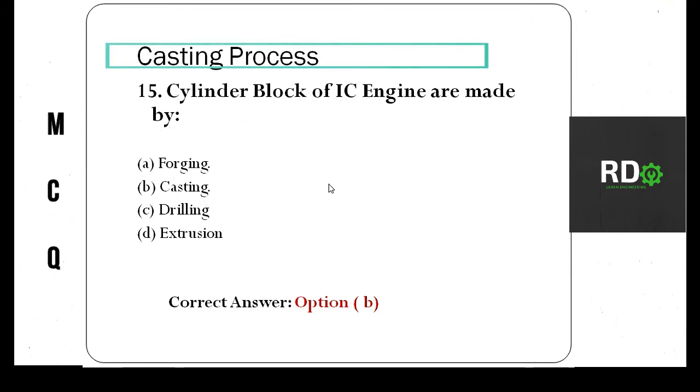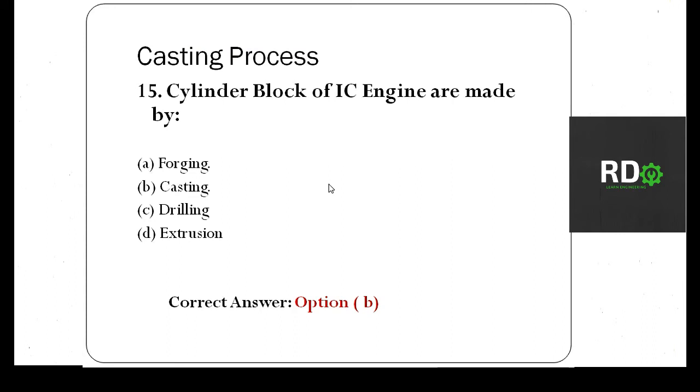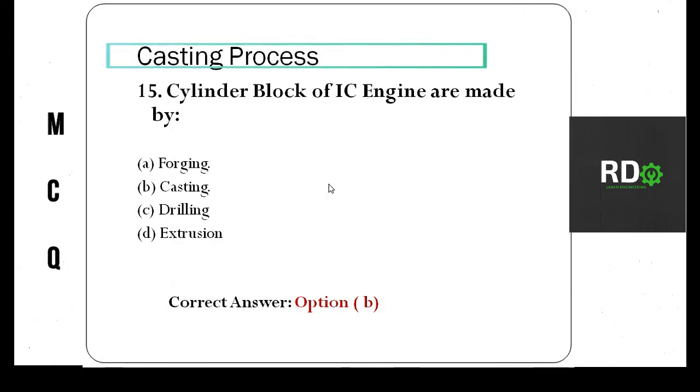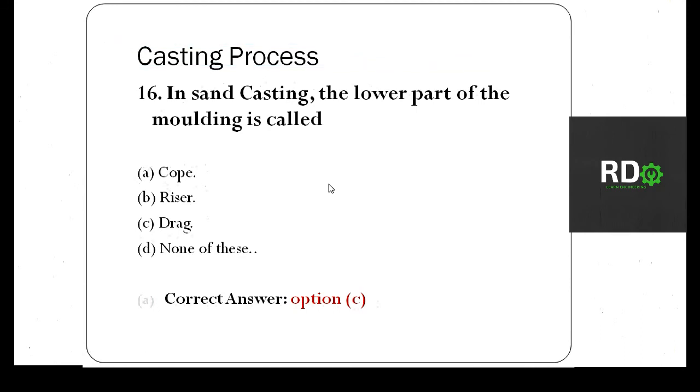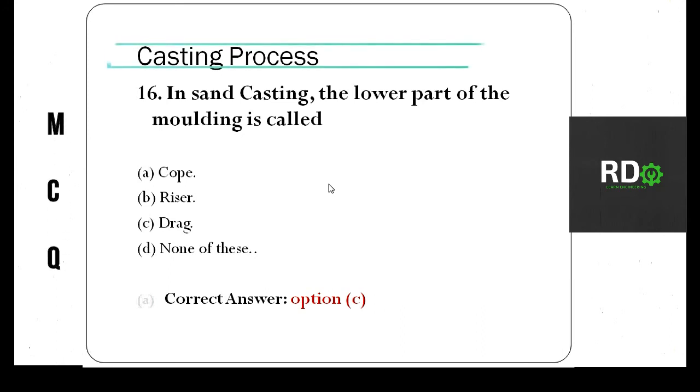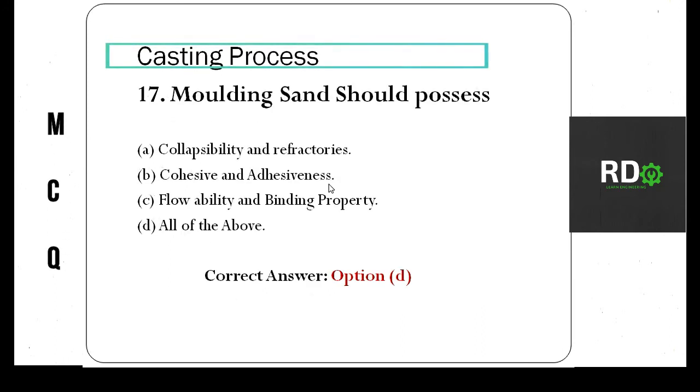Cylinder block of IC engines are made of, obviously cylinder engines are made of casting. Then its surface is finished, or the final product is made having several other manufacturing processes including the surface finish, but the casting is the main thing by which the cylinder blocks of IC engines are made. So next question number 16. In sand casting, the lower part of the mold is called, we always know it is the drag, the option C.